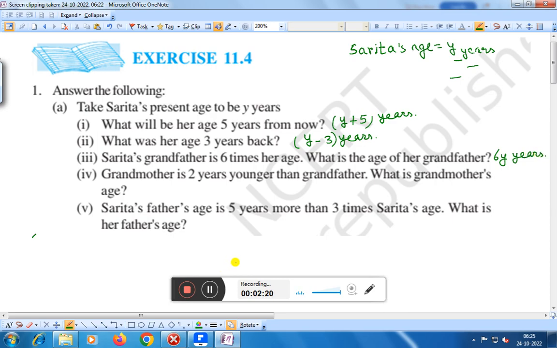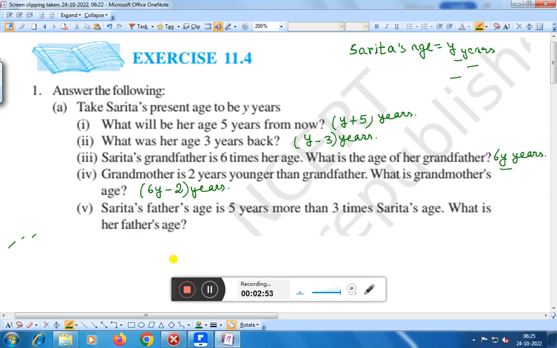Now, question number 4. Grandmother is 2 years younger than grandfather. What is grandmother's age? Grandfather's age is 6y years and grandmother is 2 years younger. Therefore, grandmother's age will be 6y minus 2 years. Right?